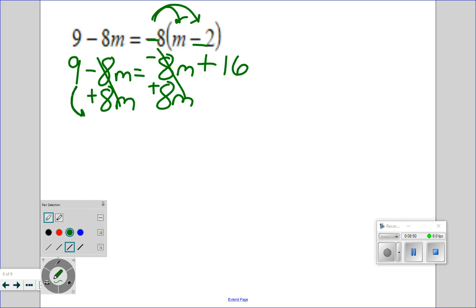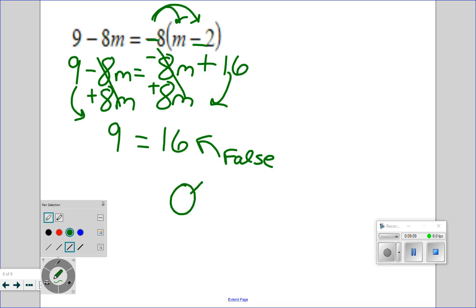So on the left side, I still have 9. And on the right side, I still have 16. My m's canceled out, so I have a special case. I look at it and determine if it's true or false. Well, 9 does not equal 16, so this is a false statement. When it's false, we say the answer is no solution. I'll use the symbol this time. You can always write out the words no solution too.